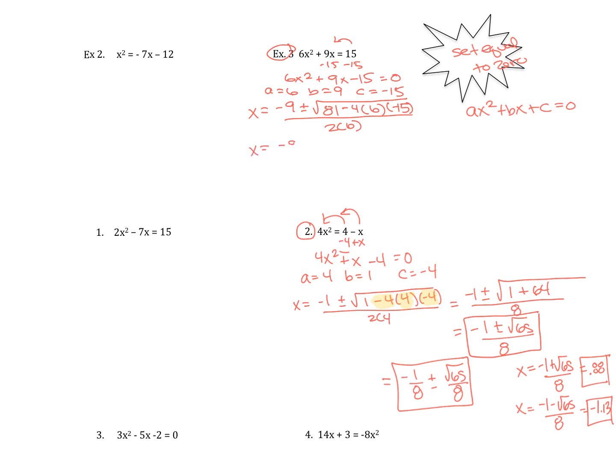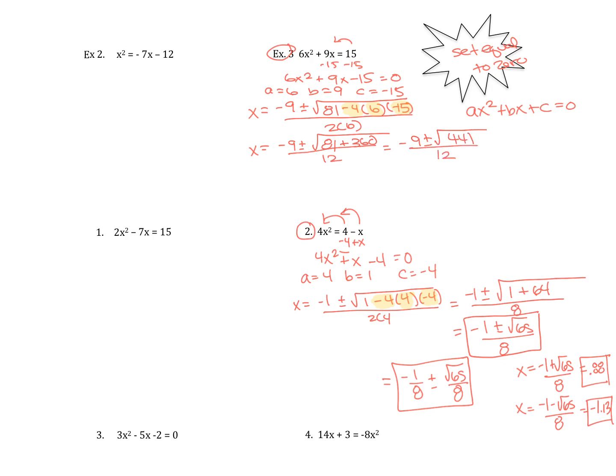So this is negative 9 plus minus the square root of 81. Now be careful. This is another situation where this is a negative 15 times a positive 6. We're going to let that negative go with the 4 times a negative 4. This is a negative situation, and when I multiply it all together, I should get a positive 360 all over 12. This is negative 9 plus or minus the square root of, let's add 81 and 360 and get 441, all over 12.